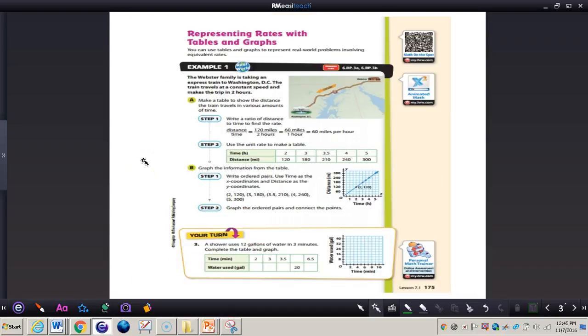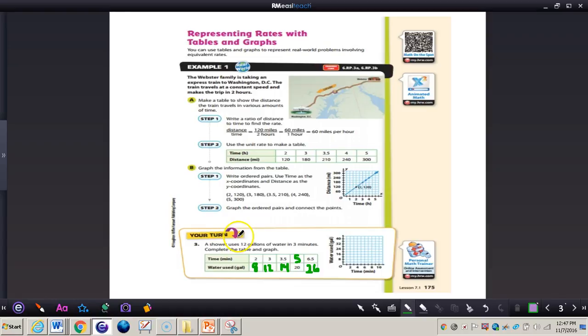Okay, so what I would like you to do is turn your Go Math books to page 175, and I want you to go through example 1, read through the A and B section, and when you are finished reading through that, I want you to complete the Your Turn. It says a shower uses 12 gallons of water in 3 minutes, and complete the table and graph below. So you'll need to take a look at that. 12 gallons of water in 3 minutes, and that'll help you complete the graph, and then you can also graph the data as well on the coordinate grid. So read through this and then work on number 3. You can work on that now.